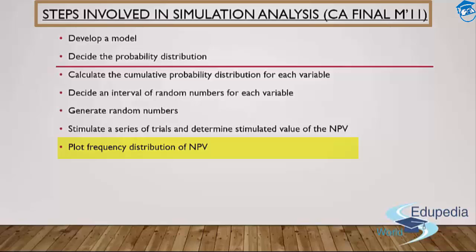You need to develop a model, decide on the probability distribution, calculate the cumulative probability distribution, decide on the interval of the random numbers for each of the variables, generate the random numbers accordingly, simulate a series of trials with those random numbers and determine the simulated value of the NPV, and finally plot the frequency distribution of NPV. I hope you guys are clear with these steps as well. We'll be implementing all of them in our forthcoming presentations, which will involve my questions.